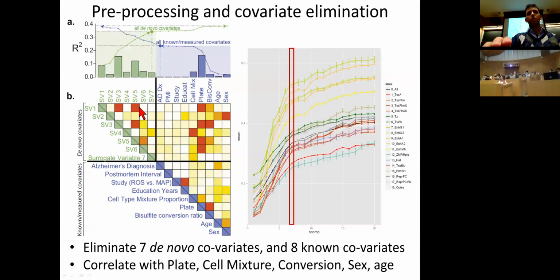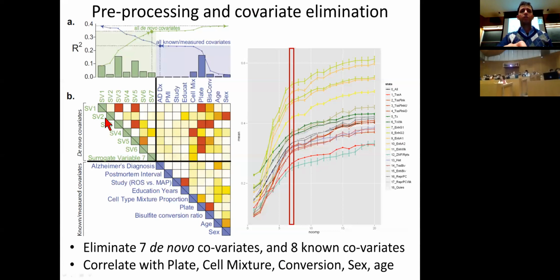And then you can ask, first of all, how do these measured covariates correlate with each other? And you can find here that which study you were in correlated greatly with how many years of education you had, what plate you were in correlated greatly with the bisulfite conversion ratio, and your age and your sex correlated because, again, women live longer. And then Alzheimer's diagnosis also correlated with age, which makes sense because the older you get, the more Alzheimer's you're likely to get.